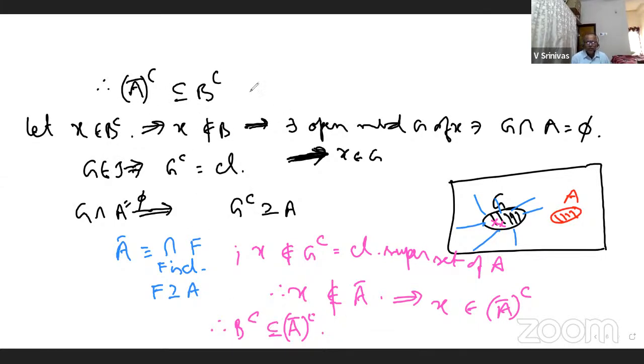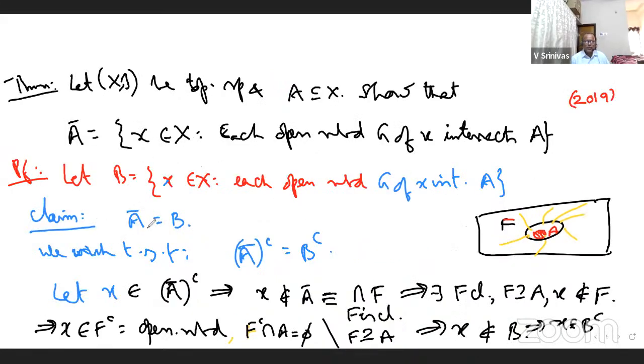Okay. So if you give a number for this, this and this give you that B complement is equal to A closure complement. That will give you that A closure complement is equal to B complement. So from here, these two sets will be equal. Reverse inclusion is also correct. Therefore, equality holds between these two sets. And now you apply complement again. You will get A closure equal to B. Okay, so that's what you have.